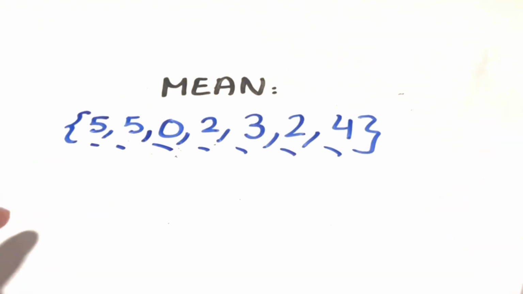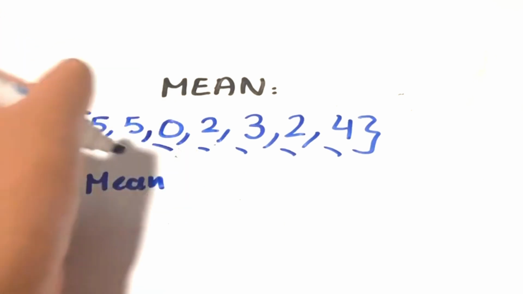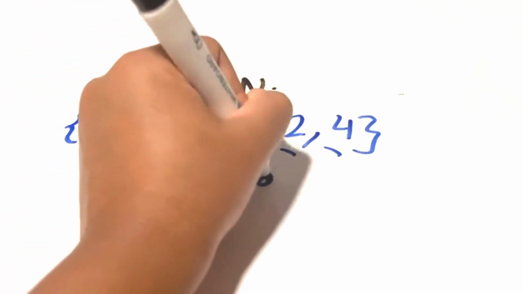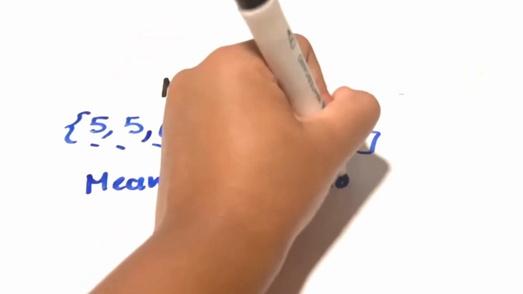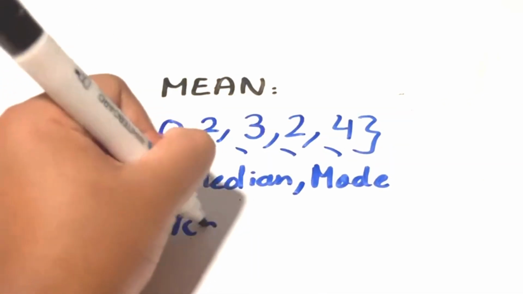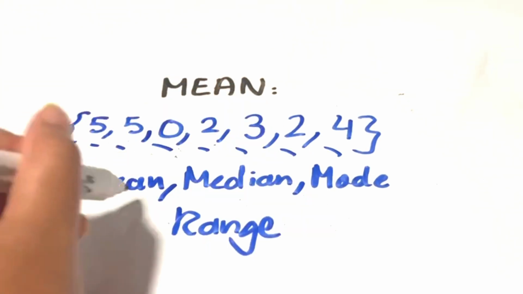So there are some ways to do this. We can use mean as our first one, which is what we're going to look at. There's median, which we might look at in the future, mode, which we might also look at in the future, and range, which again we can look at in the future. But let's start with mean.